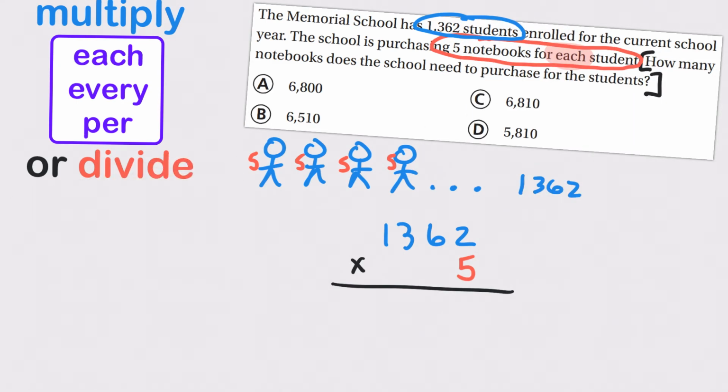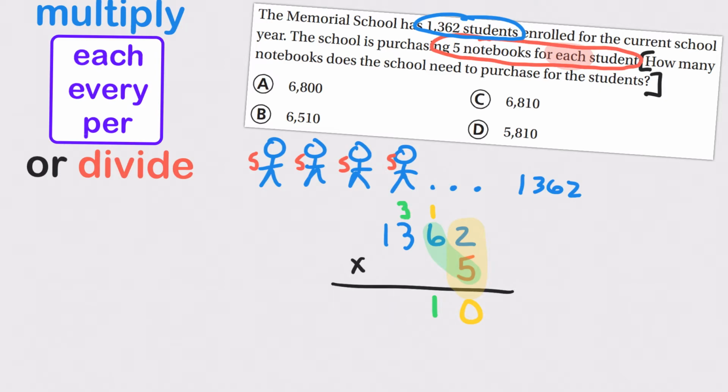So the first thing you're going to do here is 5 times 2, which is 10. So the 0 goes at the bottom and you carry the 1. Next up is 5 times 6, which is 30. But then we have to add the 1, making 31. So we put the 1 at the bottom and carry the 3.